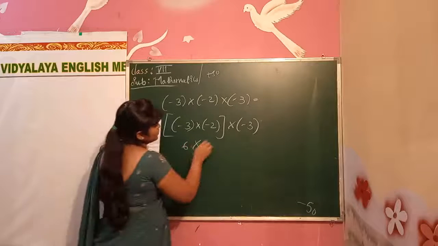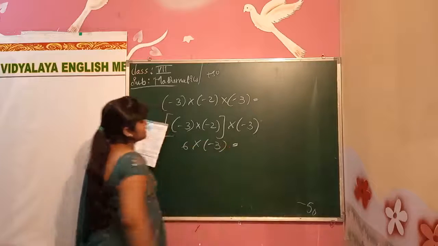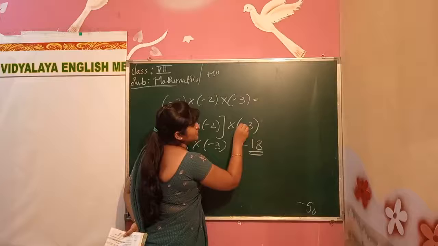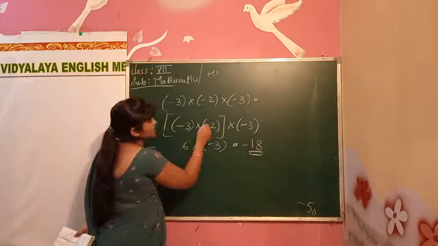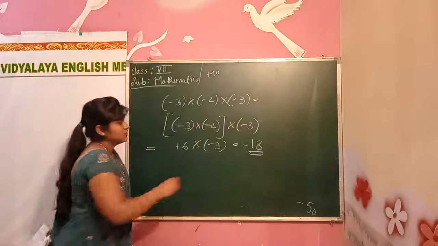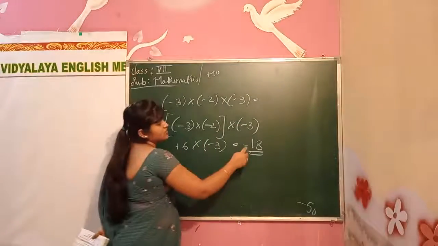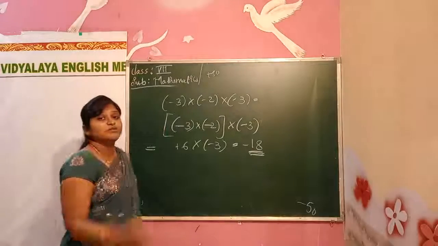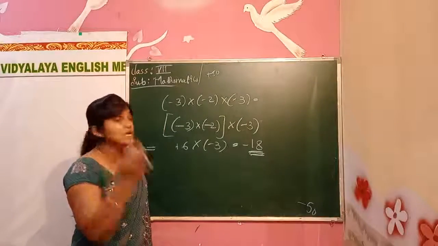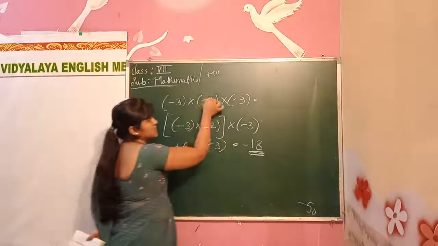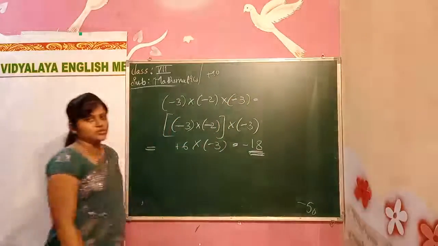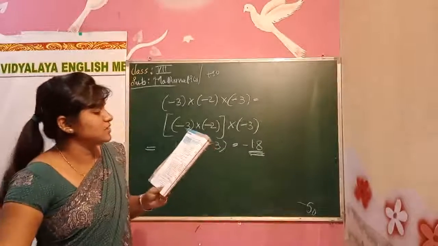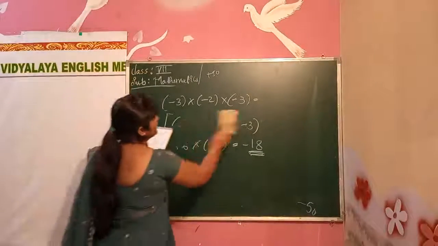6 into -3, how much? 6 3s are how much? Minus, because this will be a minus sign. Here minus into minus will be plus, so plus into minus will be minus. Okay, we are doing the multiplication of 3 negative numbers. The same examples are in your textbook also. We'll do one.